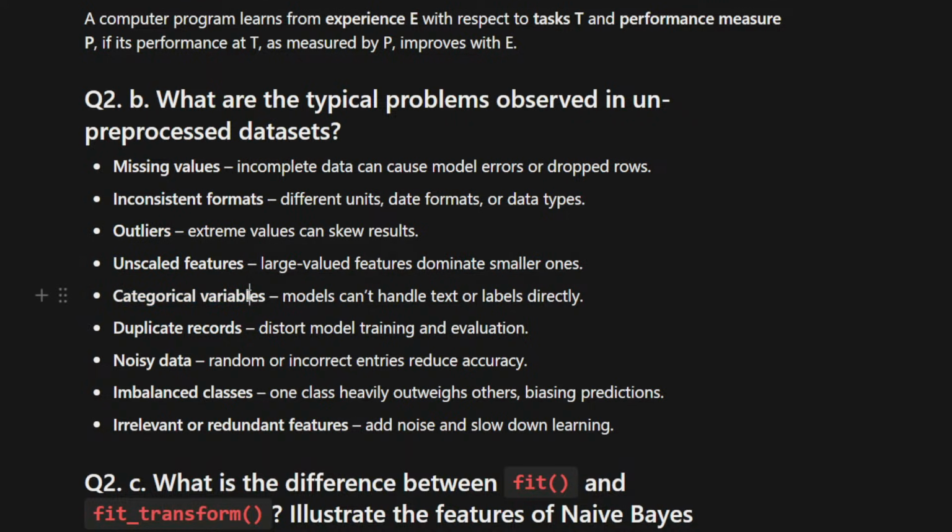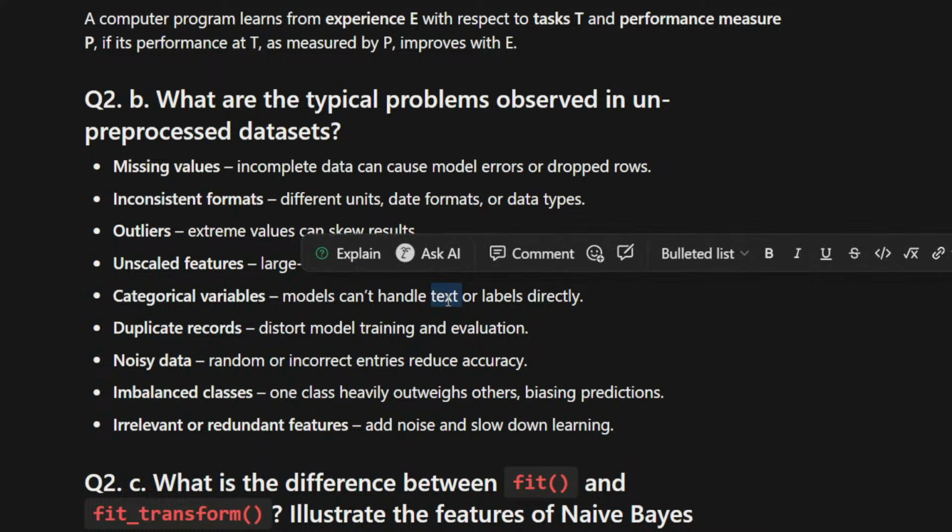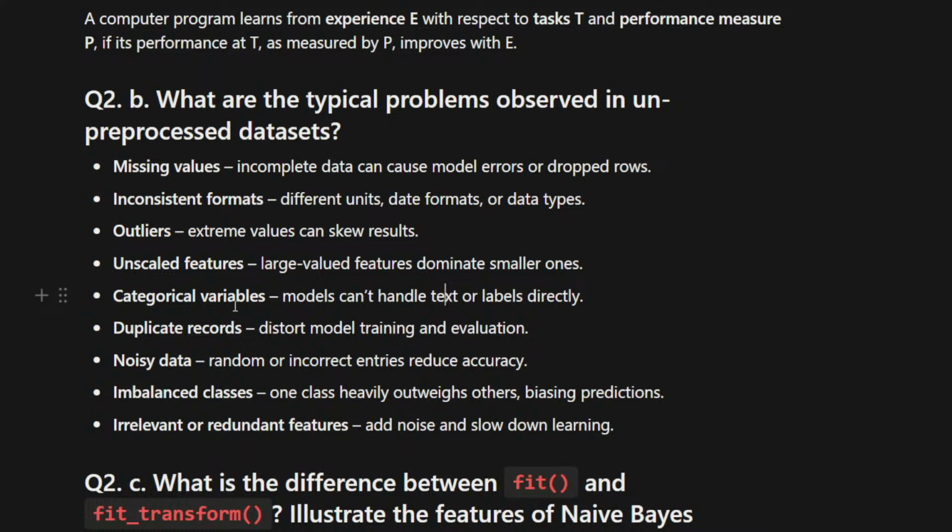Categorical variables. If you have text or some labels, the models cannot handle them directly. That's why you use encoders, one-hot encoder, and so on. Those features categorize the variables into numbers, into integers. It converts the text into integers such that the model can handle it.